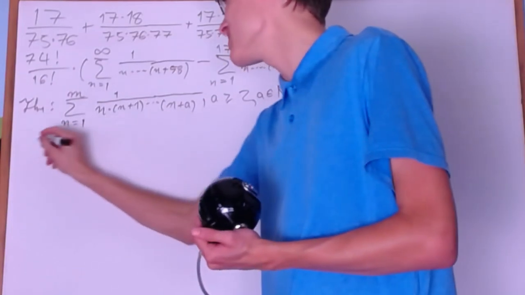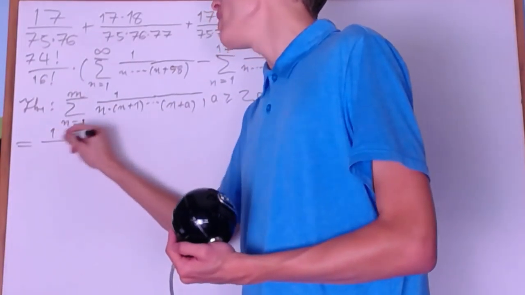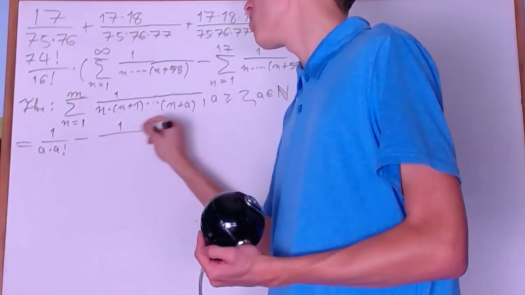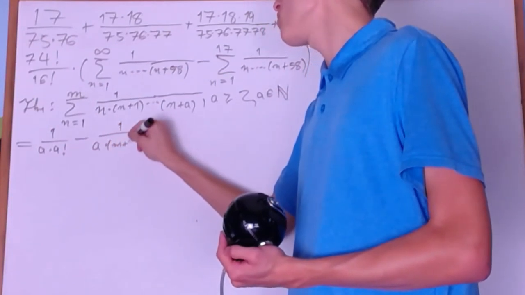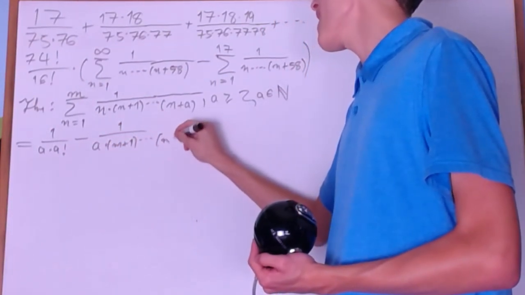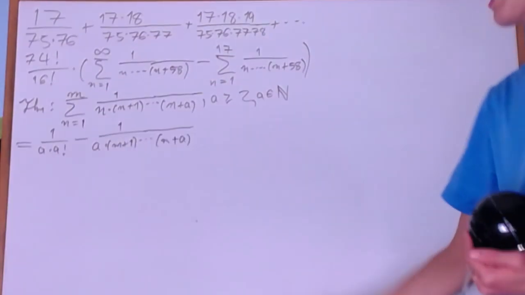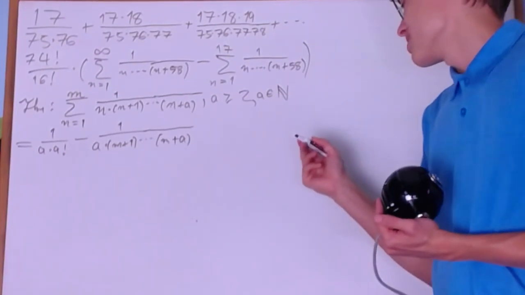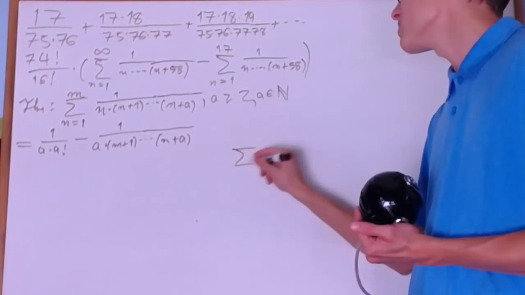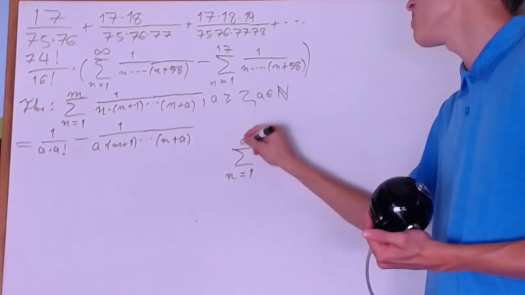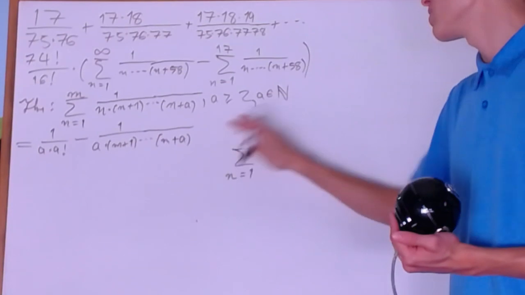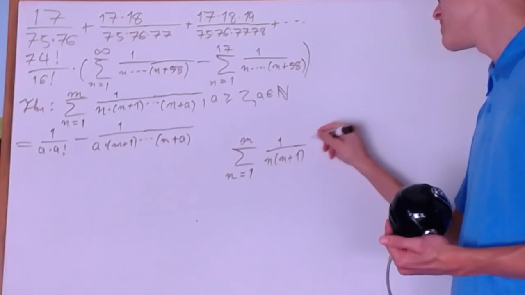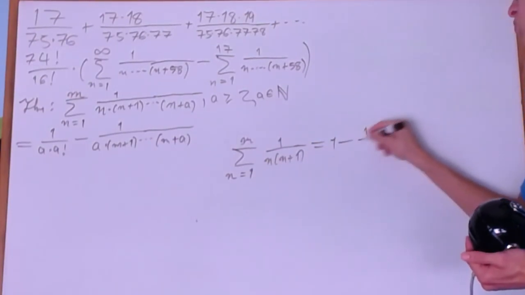Well, I'm going to prove to you that it's equal to 1 over a times a factorial minus 1 over a times m plus 1 all the way up until m plus a. Now, am I just going to pull this out of thin air? Yes, because I just loosely based it around a similar formula, which is the sum from n equals 1 until m of 1 over n times n plus 1, which is in fact equal to 1 minus 1 over m plus 1.